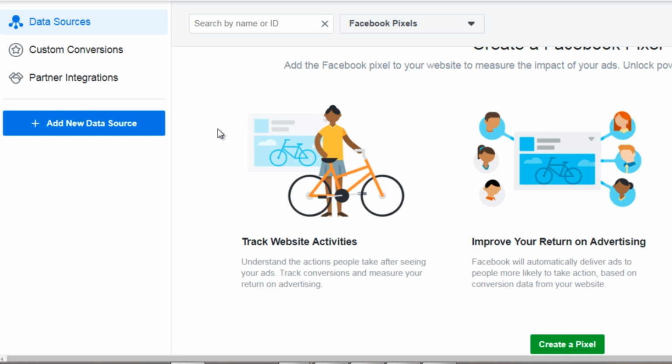Bear in mind that you can create as many pixels as you want, but for the sake of this example, we'll just create one pixel. So what you need to do is when it says add new data source, click this here. And also keep in mind that Facebook changes their user interface a lot of times, like every single week. So what you want to do is if it does change, look for the Facebook pixel creation. So we're going to click on add new data source, click on Facebook pixel.